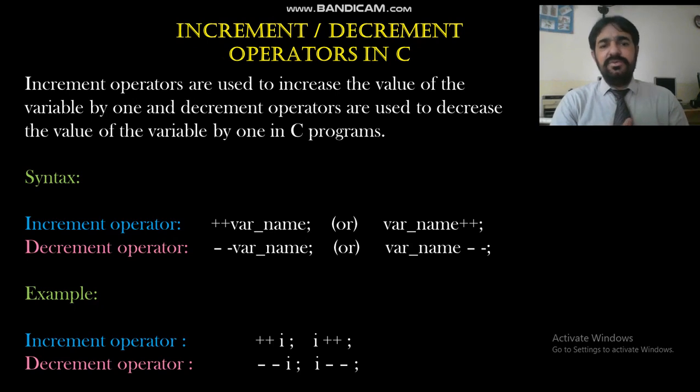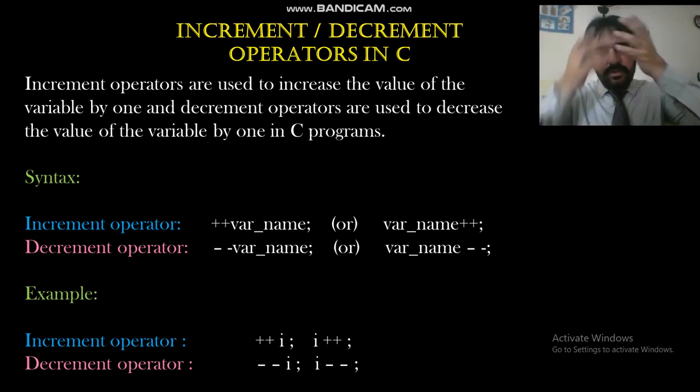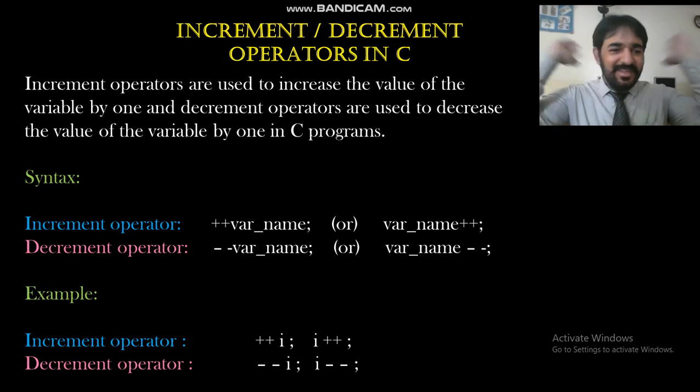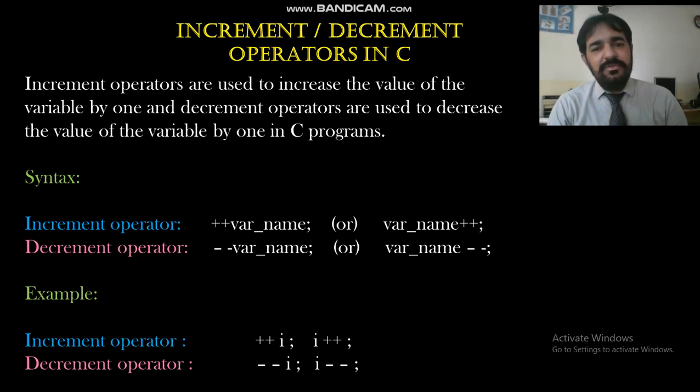Increment operators are used to increase the value of a variable by one and decrement operators are used to decrease the value of a variable by 1 in a C program. So 1 we add for increment and 1 we decrease for decrement. So there it happens. Syntax: how we use the syntax in C language.